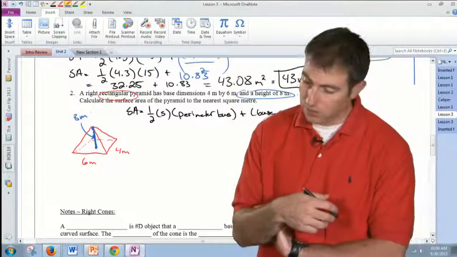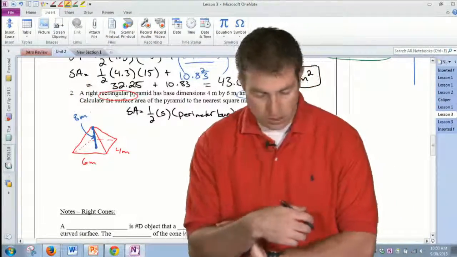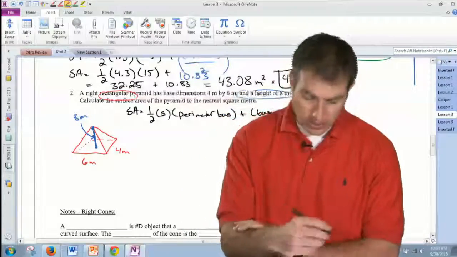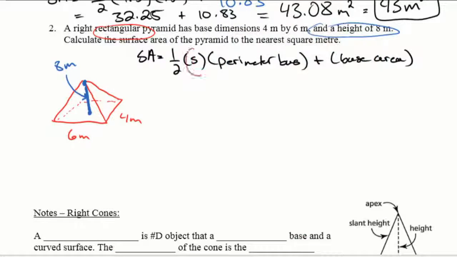All right, so we need to figure out what we need and what we don't need. If I look at my formula, I have this 1/2, that's good. I'm asked to find the slant height in order to use the formula, but I don't have the slant height. So I'm going to write a little note here, just to remind you and me, we don't have slant height.